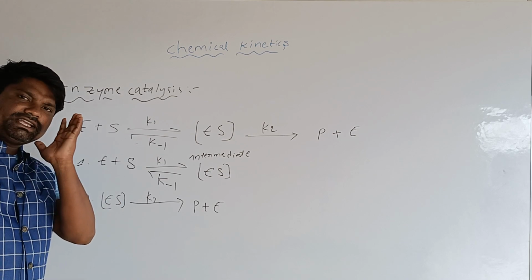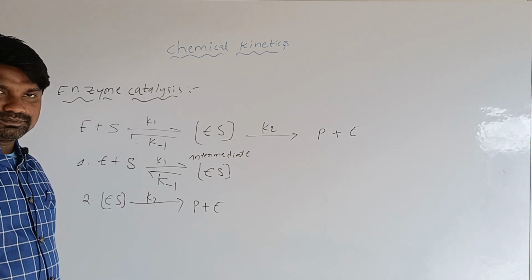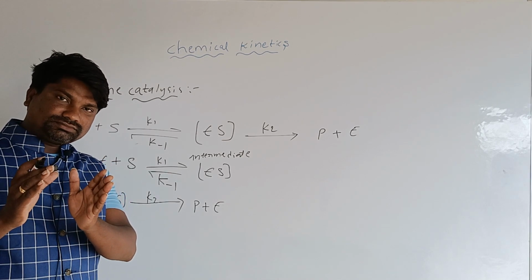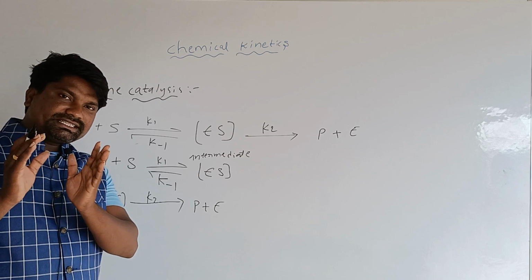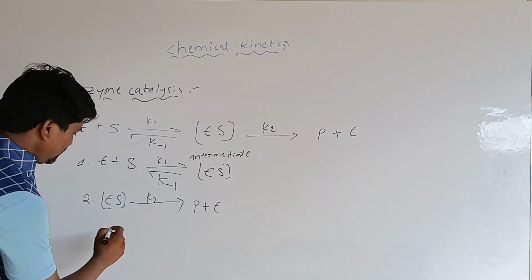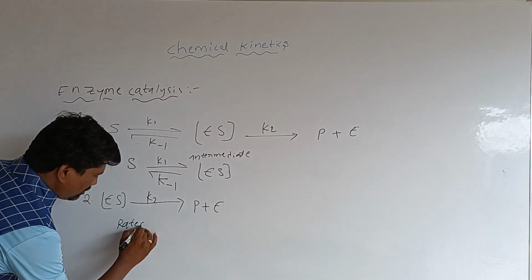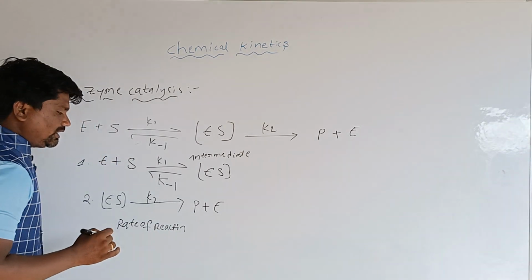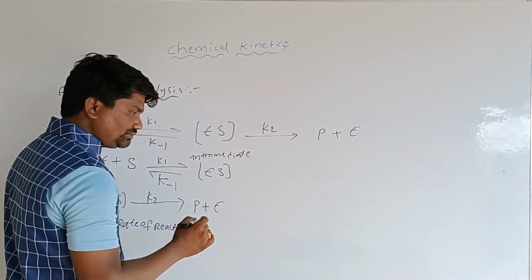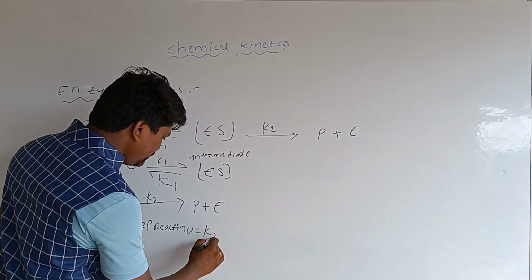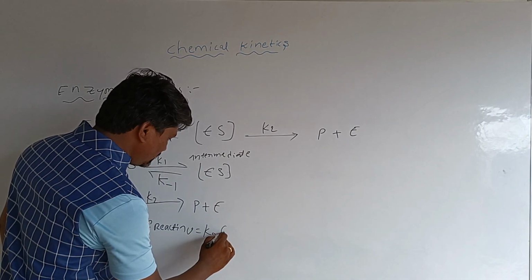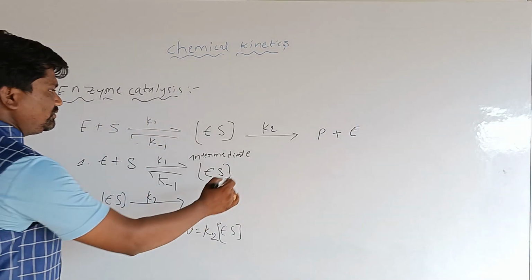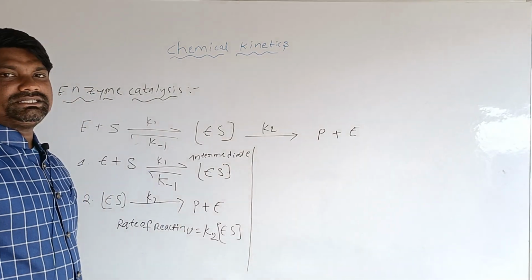Then the rate of reaction depends upon what? K2 into ES. It means the rate of reaction depends upon the enzyme substrate complex. The rate or velocity of the reaction is equal to K2 into the enzyme substrate complex. First of all, we have to discuss a few points regarding enzyme.